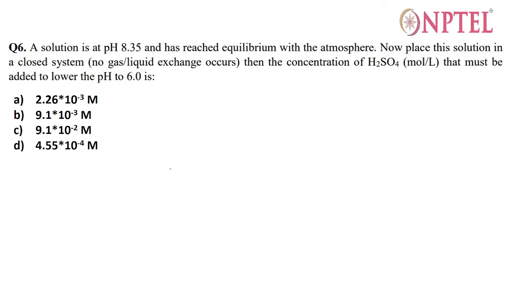A solution is at pH 8.35 and has reached equilibrium with the atmosphere. Now place this solution in a closed system so that no gas-liquid exchange occurs. Then the concentration of H2SO4, in moles per liter, that must be added to lower the pH to 6 is what you have to calculate.